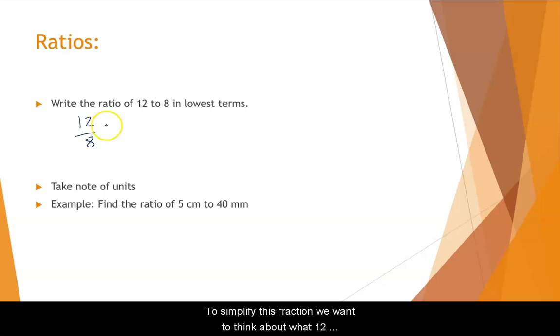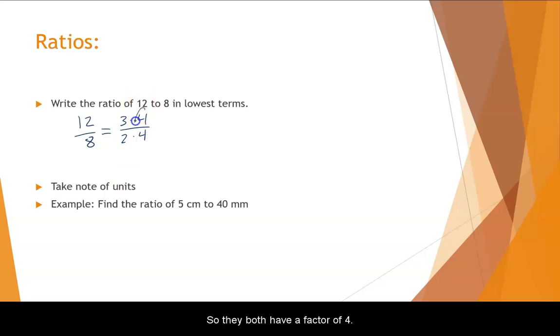To simplify this fraction, we want to think about what 12 and 8 have in common. 12 is 3 times 4, 8 is 2 times 4, so they both have a factor of 4. That 4 over 4 simplifies to 1, and we're left with 3 halves. That is the ratio in lowest terms.